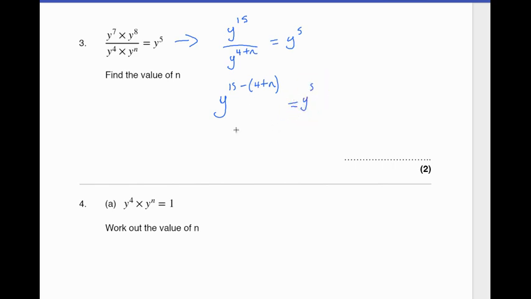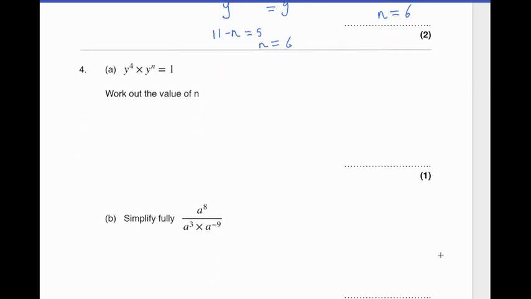Okay, just simplifying this bit, we have y to the power of 15 take away 4 is going to be 11. And then we've got minus n. So the minus applies to both the 4 and the n. So y to the power of 11 minus n, just to remind you, 11 comes from 15 take away 4. And then we've also got the minus n. So 11 take away n is equal to y to the power of 5, which means that 11 take away n is equal to 5. Therefore, n is equal to 6. So we have n is equal to 6.